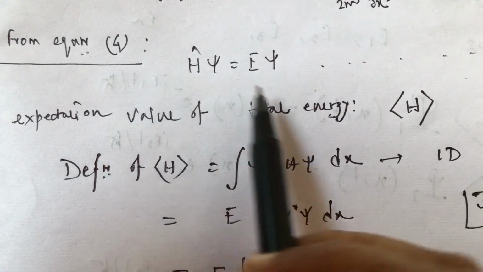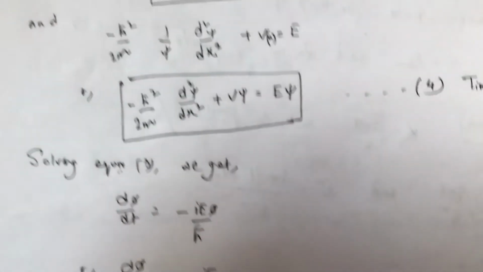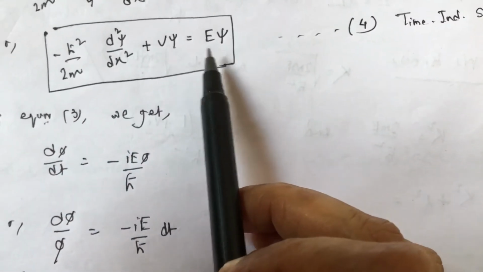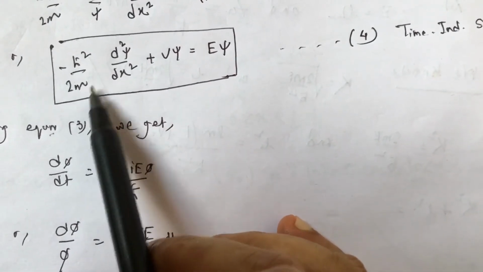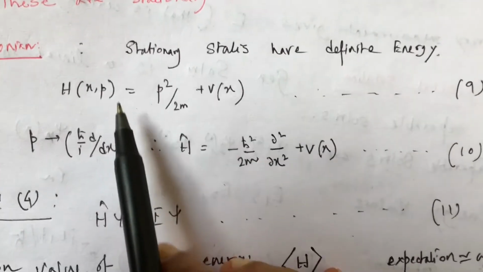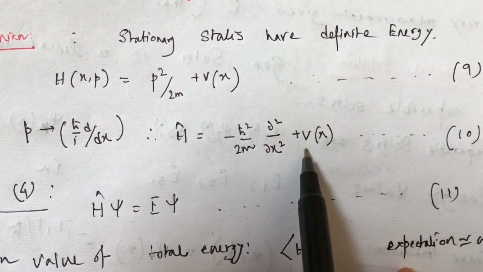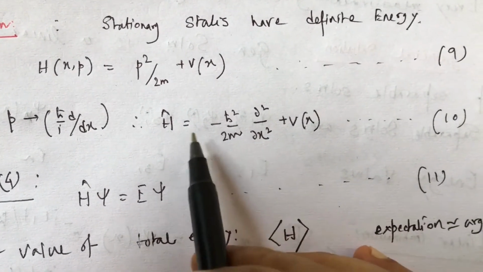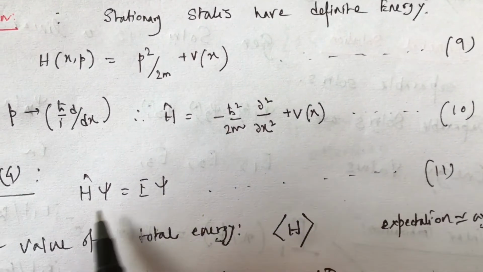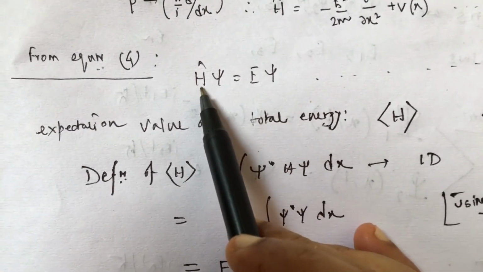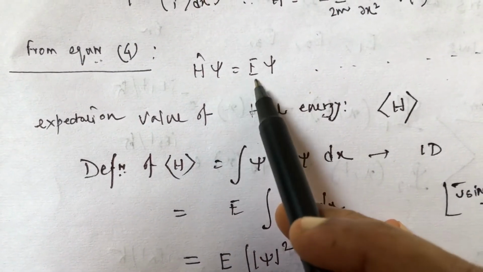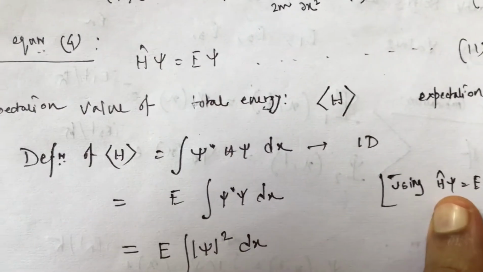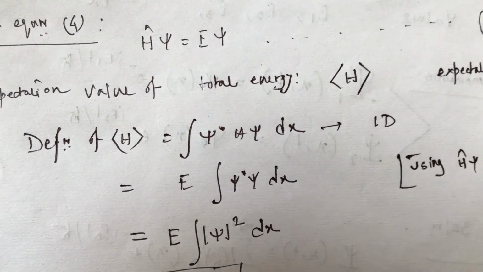From equation 4 we have already written this. If we see equation 4, we can see that minus h cross square by 2m d2 psi by dx square plus V psi is actually the Hamiltonian. So instead of writing the entire term, we can substitute the Hamiltonian operator acting on psi, and this is equal to E psi. This is from equation 4, that is the time-independent Schrödinger equation.